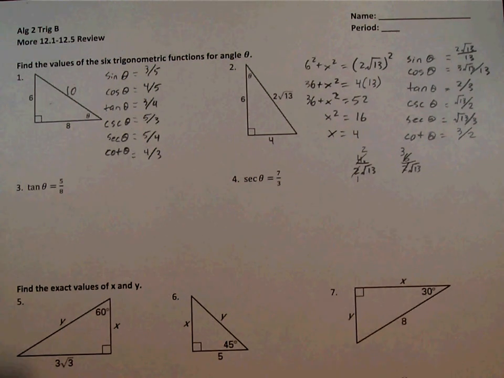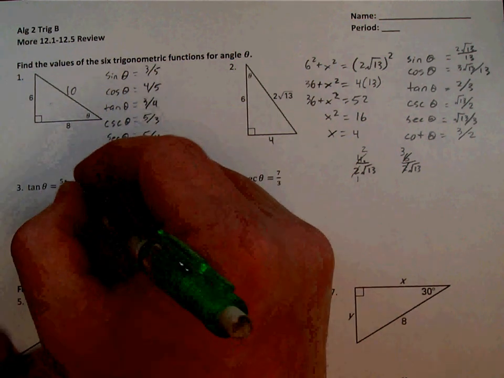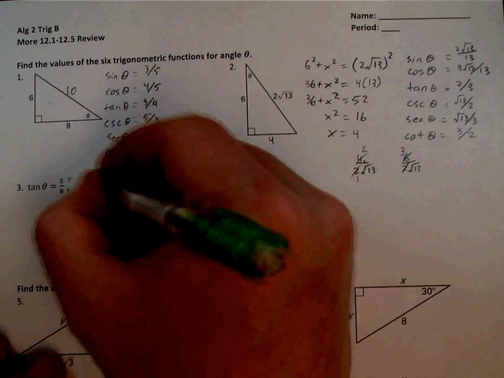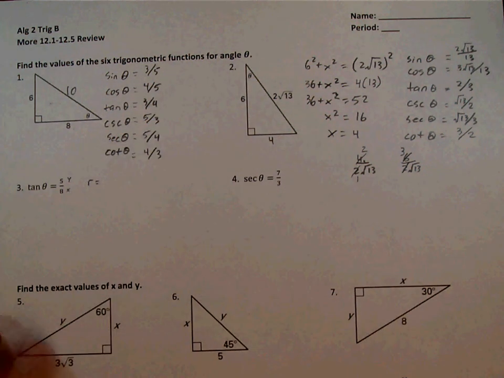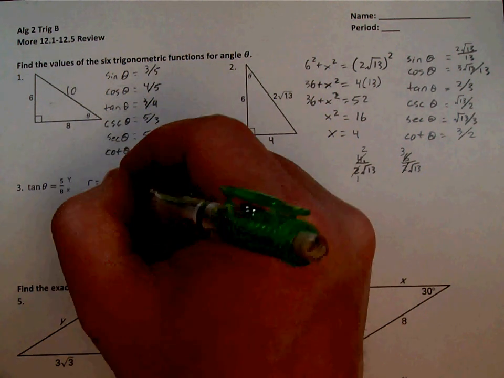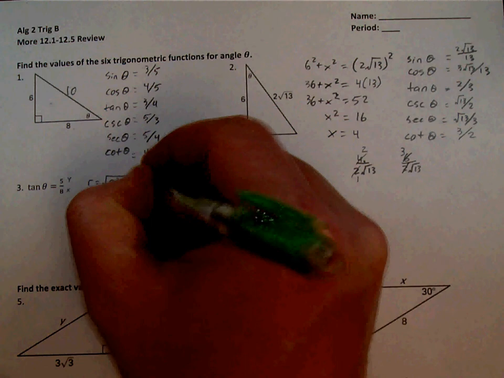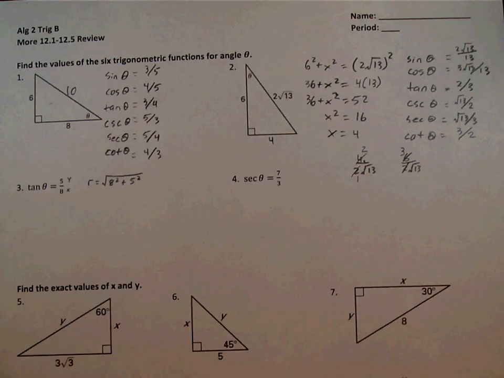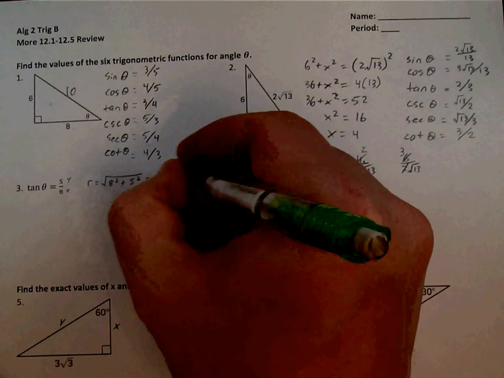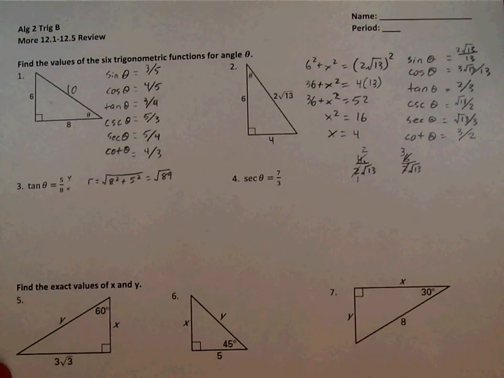Now, number 3, we have tangent is y over x. So we'd like to find out what r is. I could make a triangle out of those and then do the Pythagorean theorem, but ultimately I'm going to square both the x and the y, add them together, take the square root of that. So I'm going to have the square root of 64 plus 25, so I guess an 89, square root of 89. I don't think it's going to simplify, so that's my r.